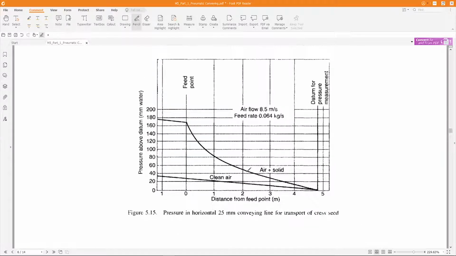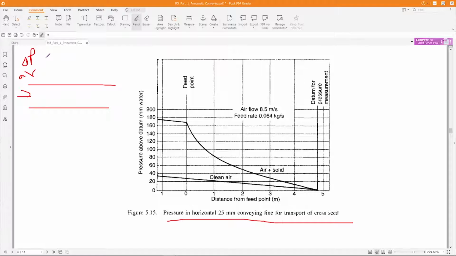Now, this is pressure in a horizontal 25 mm conveying line. So this is your horizontal pipe, and your air is flowing because of the pressure drop, right? And this is your feed point, right? This is the feed point.